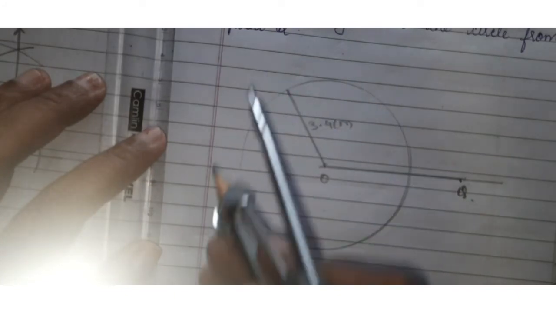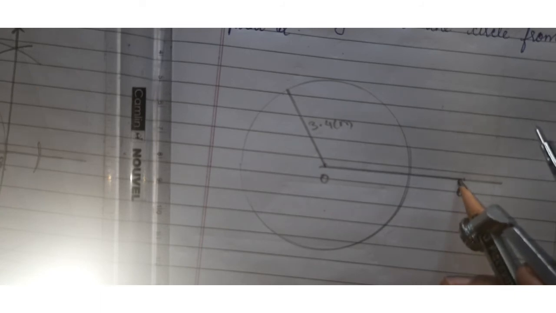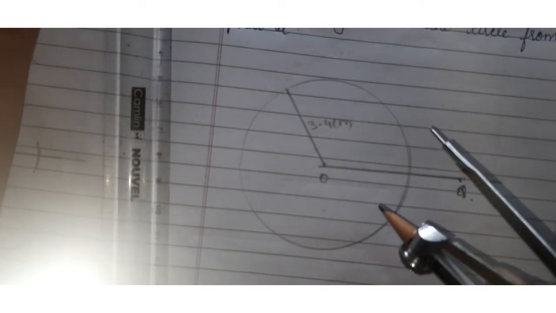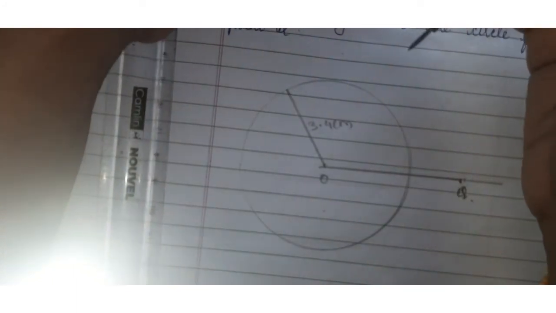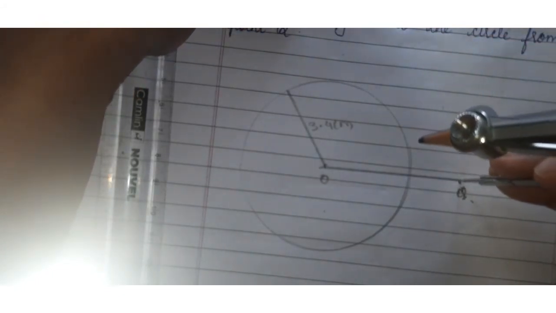What I have done, I have drawn the circle of 3.4 centimeter. OQ I have taken as 5.5 centimeter. Okay, now from here I have to draw the tangent to the circle. So two tangents will come, one this way and one the other way. Okay, now whenever I have to draw the tangent to the circle from the point outside the circle, I have to draw the perpendicular bisector of OQ. I have explained this in the previous video, how to draw the perpendicular bisector. So the same we are going to implement over here.